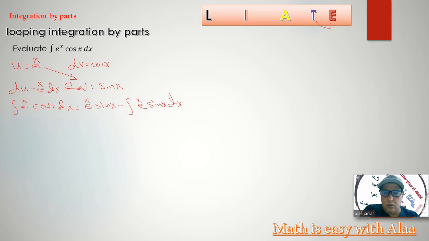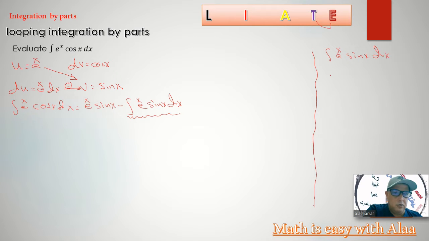Here, look here, how can we find this one? Let's do it here. The integral of e^x sine x dx, I will put u equal e^x and dv equal sine x dx. Then du equal the derivative of e^x, it's e^x, and v the integral of sine x, minus cosine x.